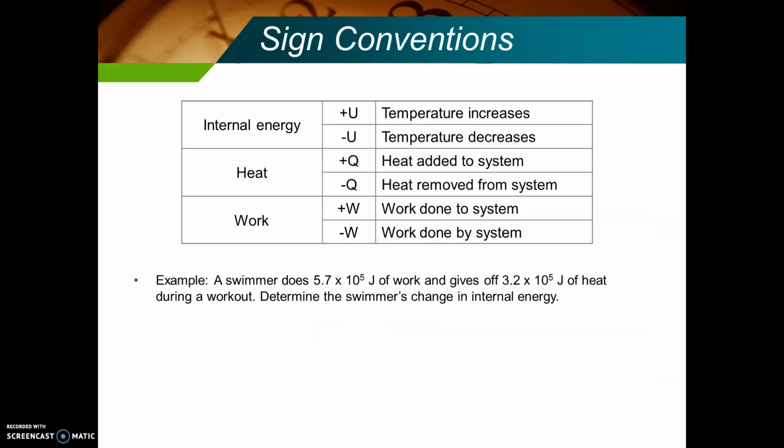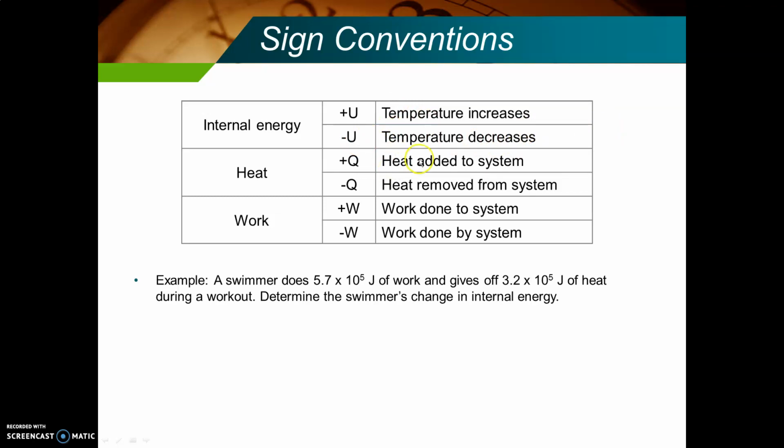But it's a little bit more complicated than that because each of those variables is sometimes positive and sometimes negative. So these are called sign conventions, and hopefully they're kind of common sense. Let's run through them and then we'll look at a quick example. So just know that if the temperature of something goes up, that means U is going to be positive. You can kind of get that from U equals 3/2 nRT. If T gets big, U is going to get bigger. And if the temperature goes down, then U will become negative.